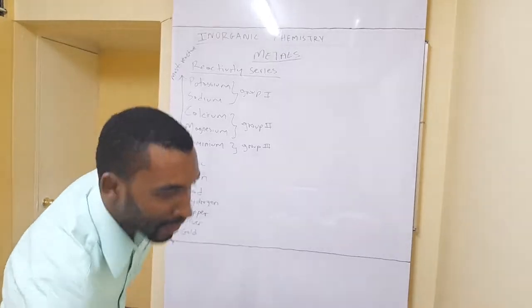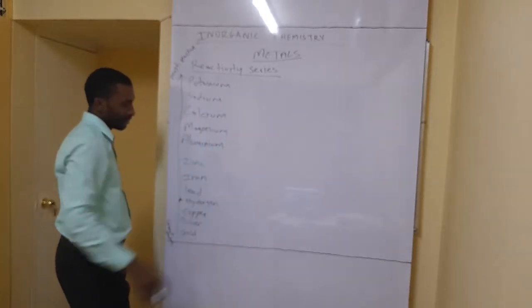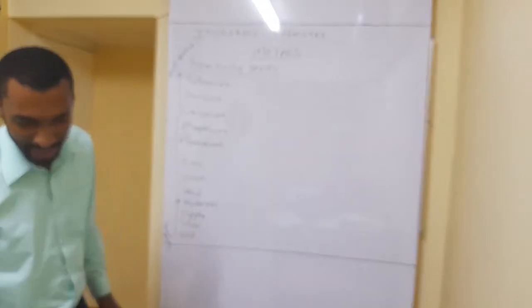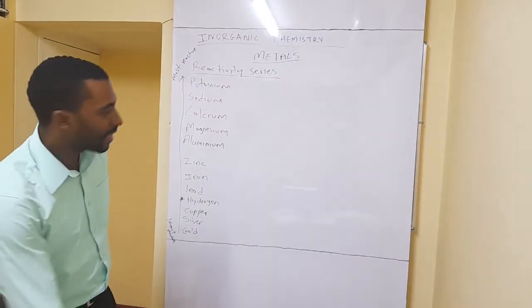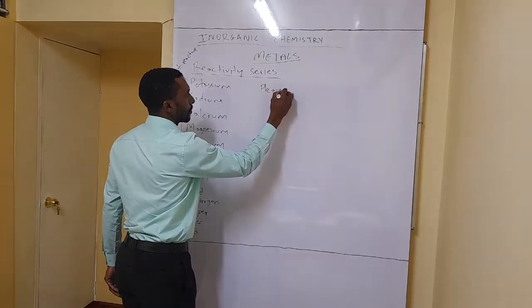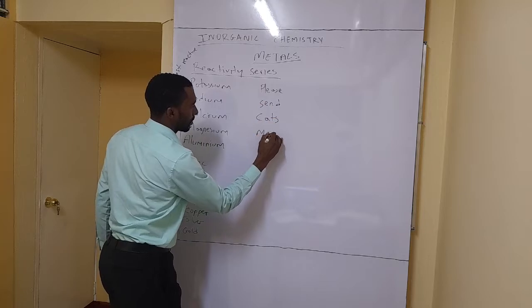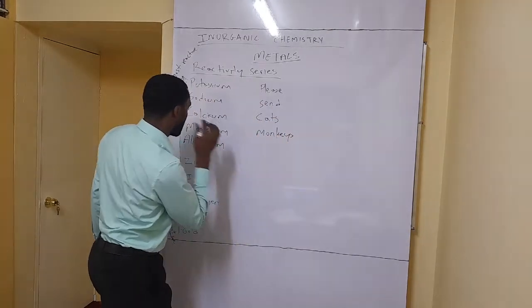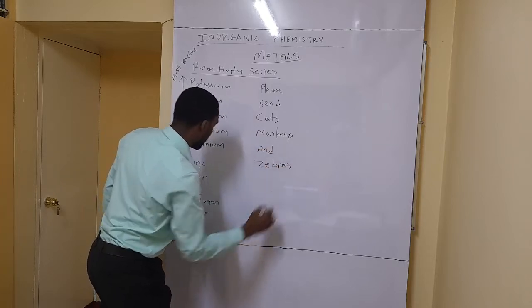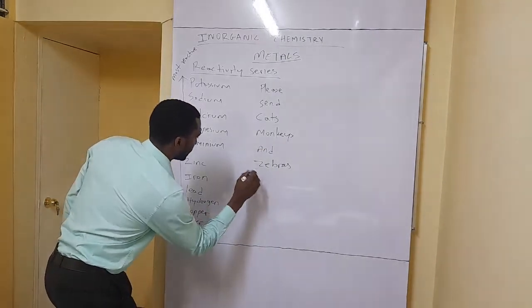However, what most students will do to remember is to come up with some acronym, because this is going to be a very, very important series of metals to remember. So I saw one online which said: please send cats, monkeys and zebras into lovely hot countries.